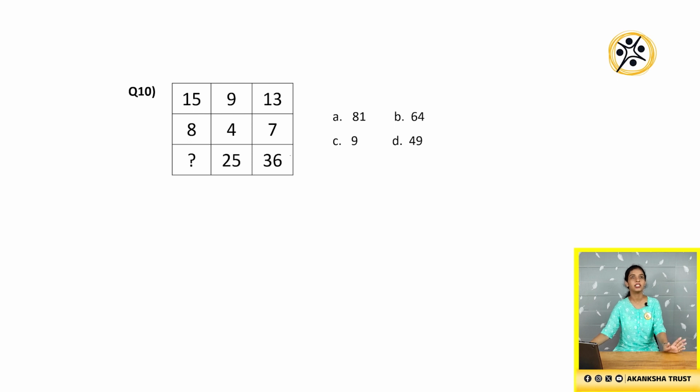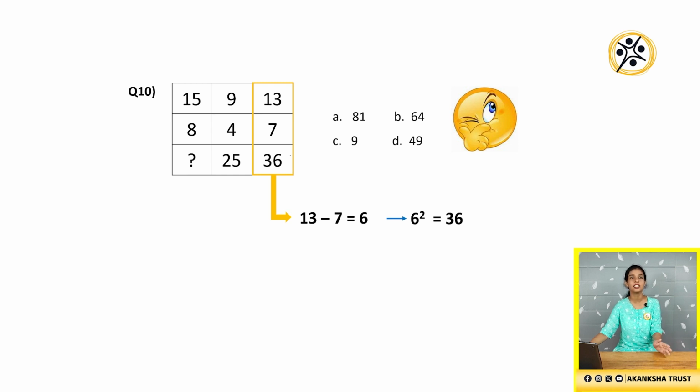The next question, let us go through the next question, wherein we have the missing number in the first column itself. So since the missing number is in the first column, let us try to find a relationship from the last column or the column where all the entries are present. So in the third column, we have 13, 7 and 36. When we subtract 7 from 13, we get 6 as the answer, and when you square 6, the answer is 36. So 36 is the third row entry in this case.